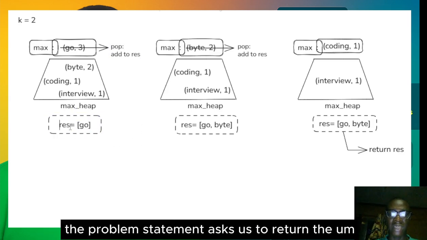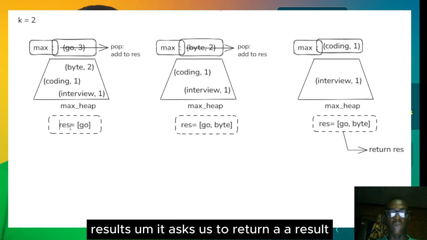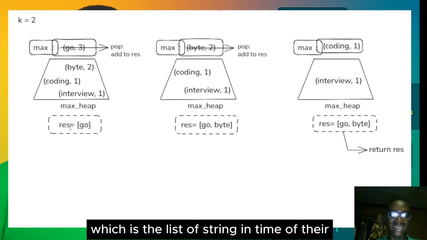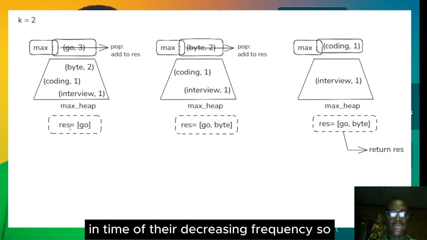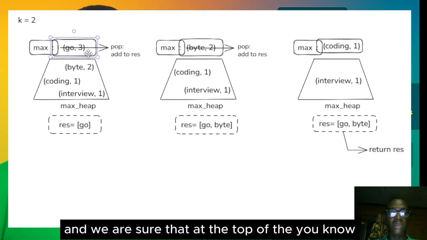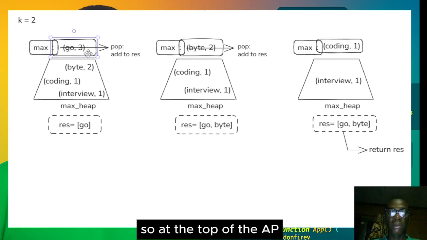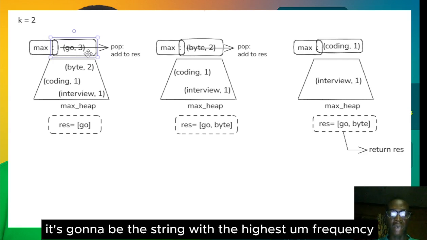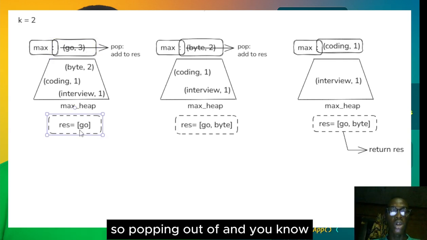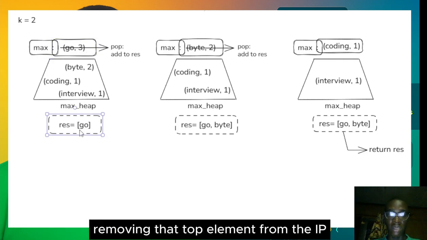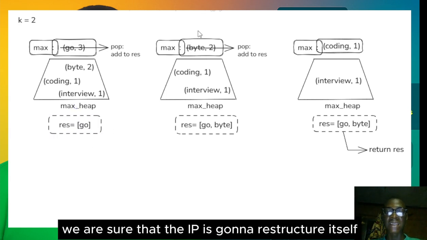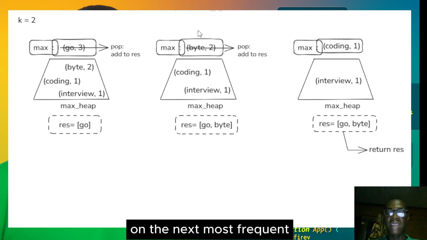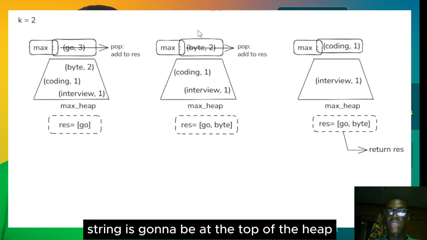Don't forget the problem statement asks us to return a result, which is the list of strings with the highest frequency, in terms of their decreasing frequency. We are sure that we are using a maximum heap, so at the top of the heap is going to be the string with the highest frequency. So popping and removing that top element from the heap, we are going to add it to the results, and now we are sure that the heap is going to restructure itself, and the next most frequent string is going to be at the top of the heap.